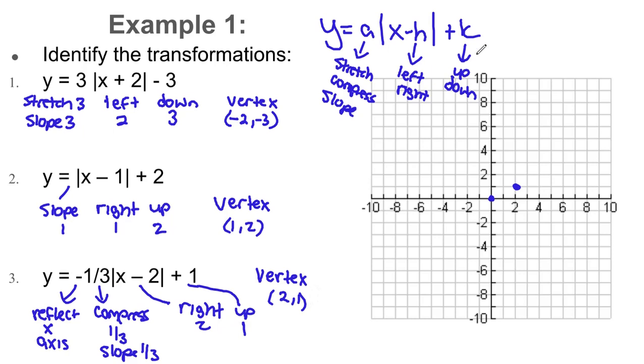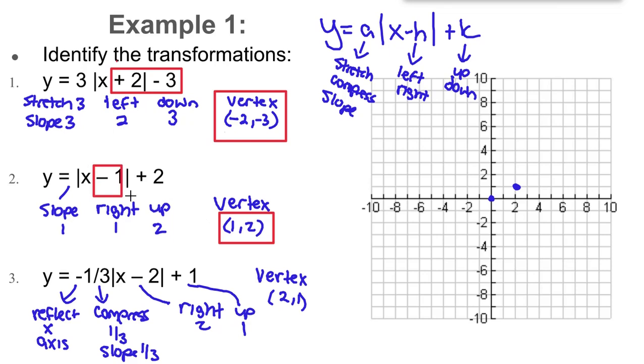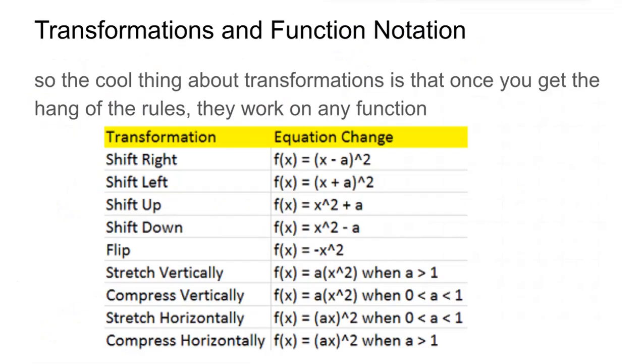Now what I want you to notice is that if you're looking at the function, you can see the vertex. Notice how it looks almost exactly the same. It's going to be the opposite of the number inside the absolute value, but this is a really easy way to see the vertex. You don't have to go through and sketch it out.